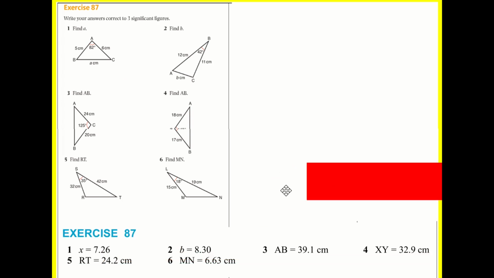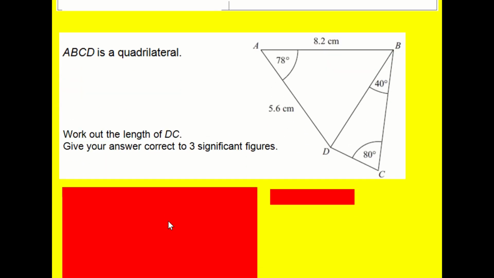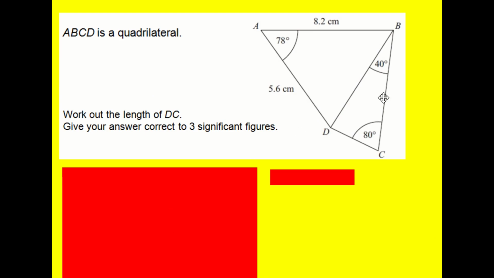Here are the answers, 1 to 6. They're similar sorts of questions. And then here, this is a challenge question. Again, two adjoining triangles. Can you work out DC?